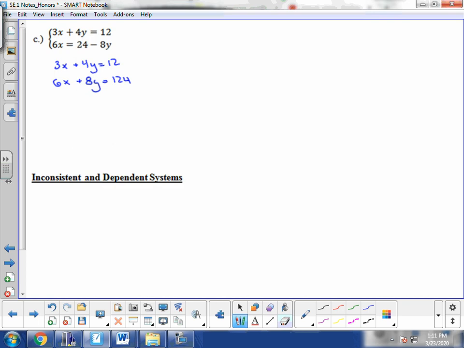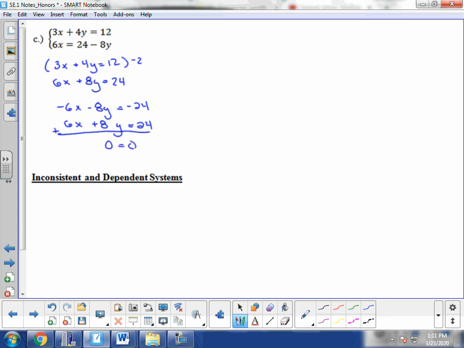Now what you may have noticed right here is that, if I check the x's, I can get the x's to eliminate if I multiply by -2. So that gives me -6x minus 8y equals -24. And if you start noticing something right there, we can see that once we start to add these two equations together, what we get is actually 0 equals 0.